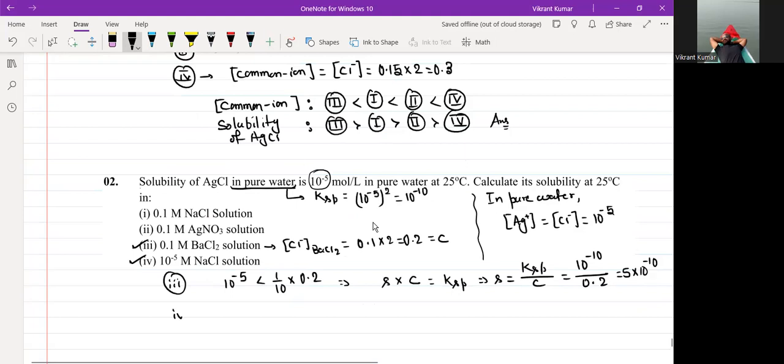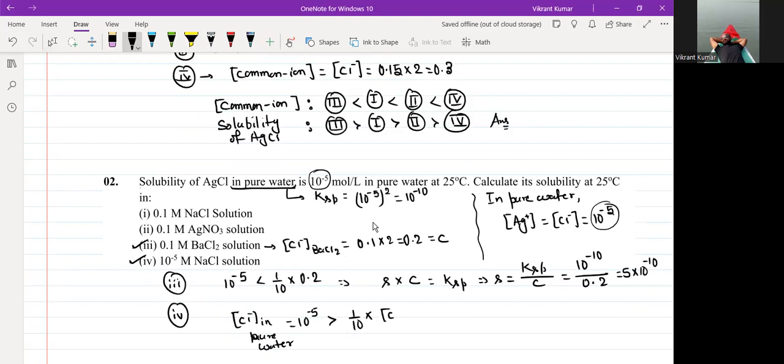But if you see the fourth question, now ये जो 10 raised to minus 5 है, concentration of Cl minus in pure water is 10 raised to minus 5. This is greater than 1/10 of Cl minus from NaCl, है ना?